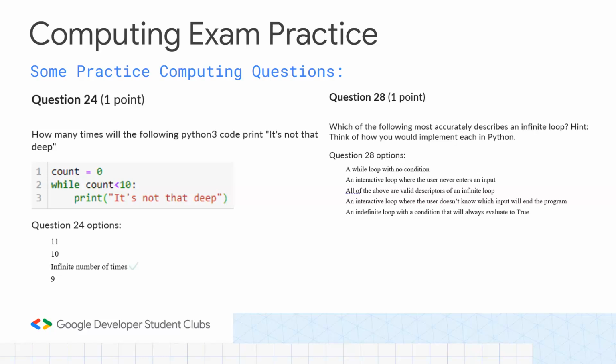People who said C are correct. It is infinite because we do not update the count variable here. It's a while true loop. It'll keep on going for eternity unless we stop it. Any questions? Comments? Concerns? Yes, sir.